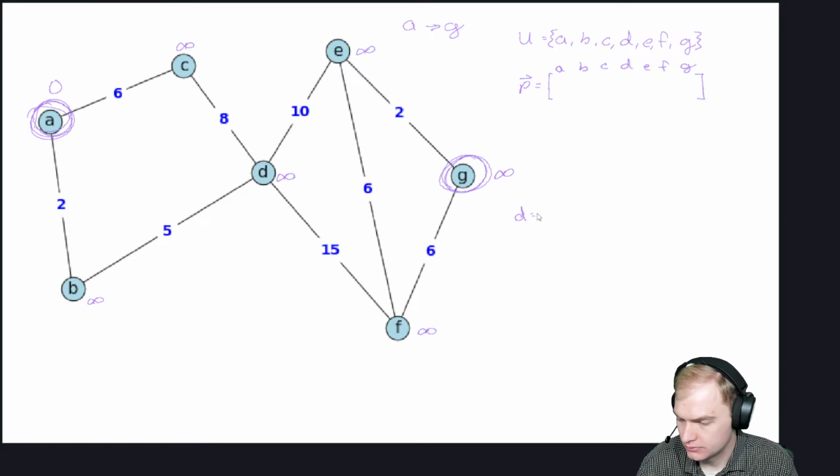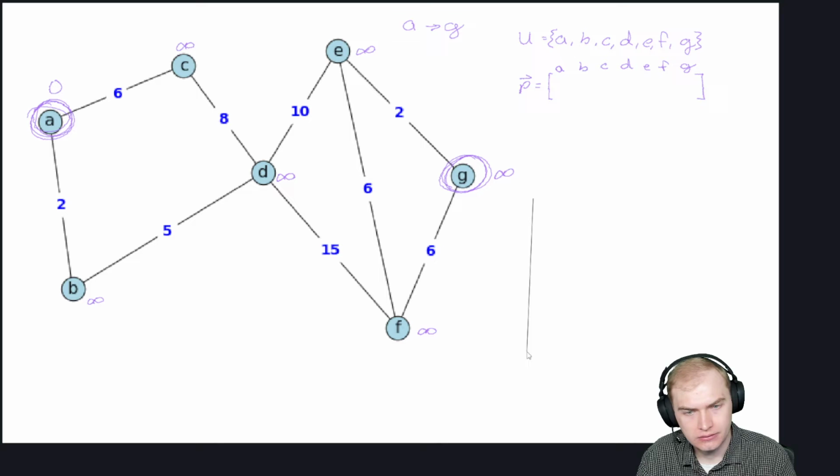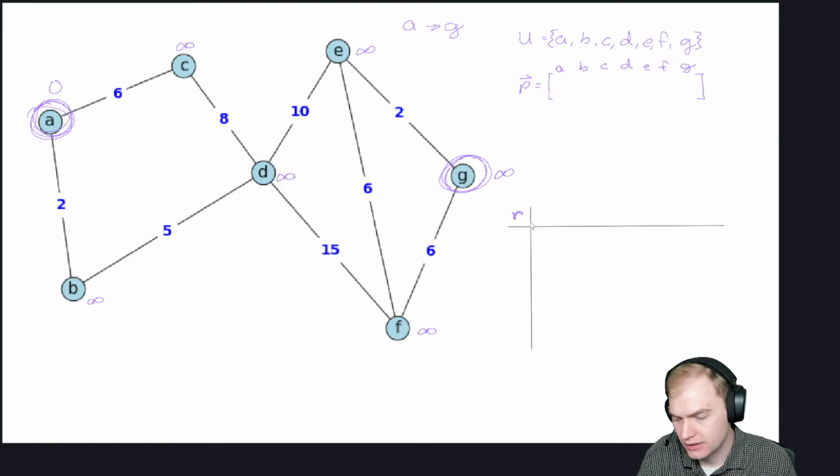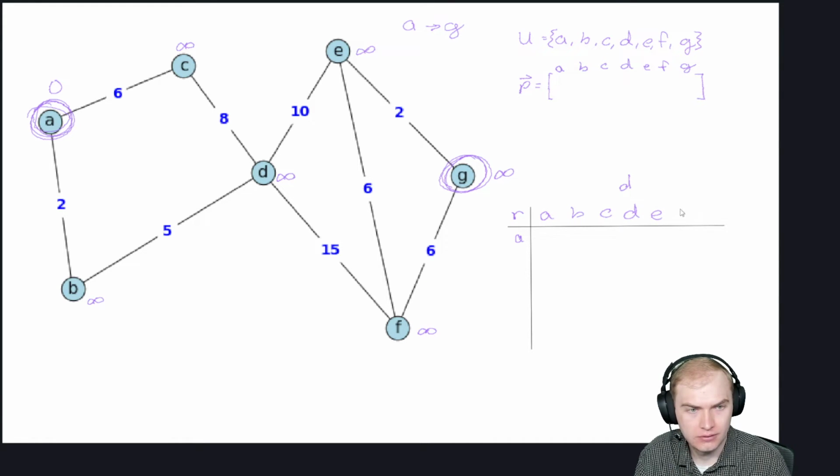Let me do that differently. I'm going to make a table. So this is the current vertex for a given iteration. So we're going to start at A, and then we're going to have the distances in this side. So that's going to be A, B, C, D, E, F, G.